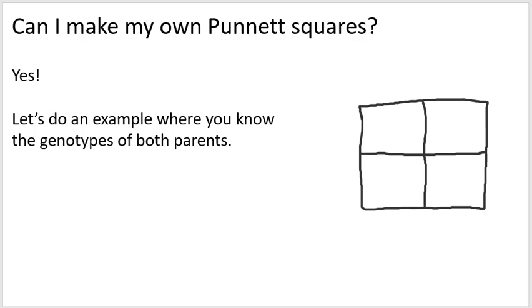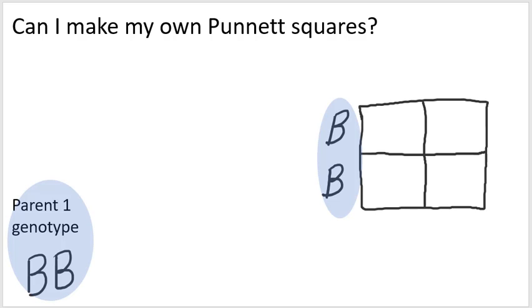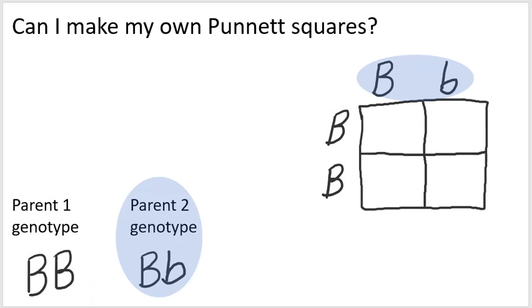So now you're all wondering, can I make my own Punnett squares? The answer is yes. Let's do an example where you know the genotypes of both parents. So the genotype of parent 1 will be capital B, and we'll place them to the left. The genotype of the second parent will be capital B, little b, and we'll put those on top.